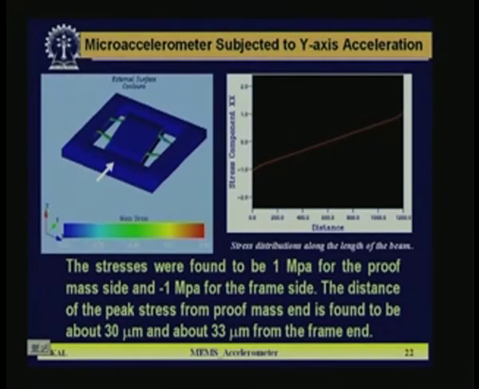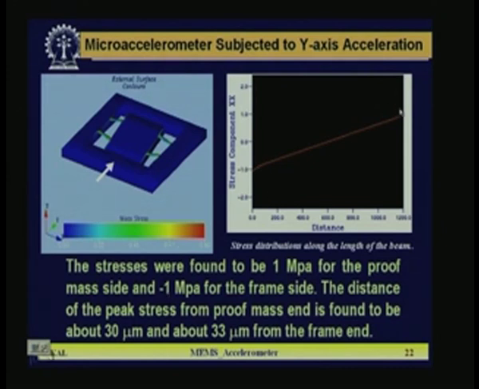Now let us see the y-axis. If acceleration is applied in the y-axis, in that case again we carried out a similar analysis just like z-axis, and there we found the stress is 1 megapascal for the proof mass side and -1 megapascal for the frame side. The distance of the peak stress from the proof mass end and from the frame end are respectively 30 micrometer and 33 micrometer. That is shown in this point here.